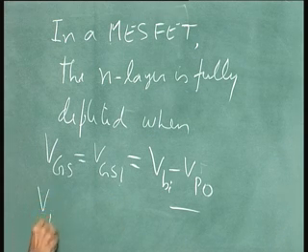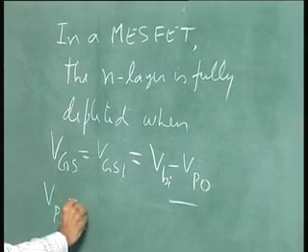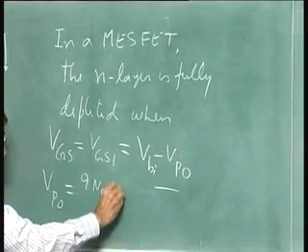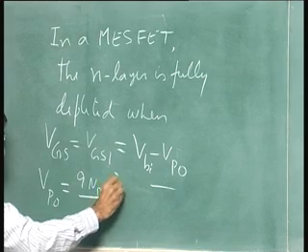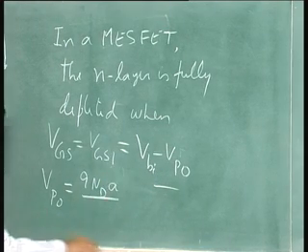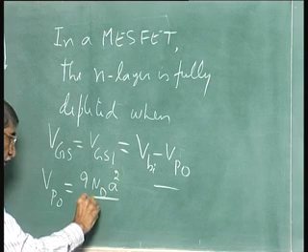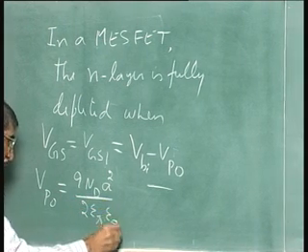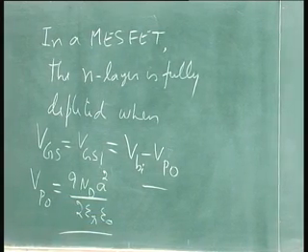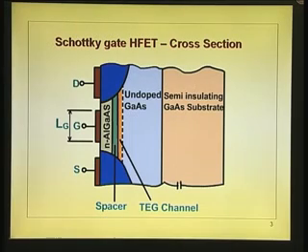What is VP0? VP0 is qNd A squared divided by twice epsilon r epsilon 0. Okay. So, now what we have got is a situation where you must have a voltage across this entire layer, that is, let us neglect the drop across the spacer layer because it is very thin and it is undoped layer. So, total thickness is A here.